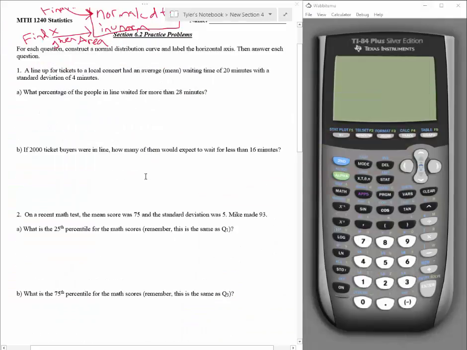All right, so let's work through some problems. So number one, there's two parts. It says a line up for tickets to a local concert had an average mean waiting time of 20 minutes with a standard deviation of 4 minutes, right? And we want to make sure we pay attention to the directions here. It does say construct a normal distribution curve each time, and also make sure you label the horizontal axis, right?